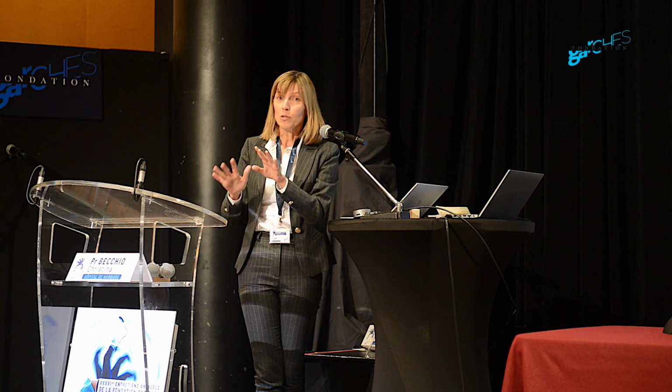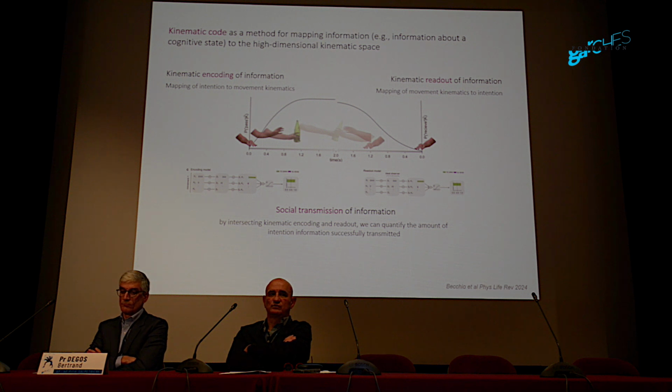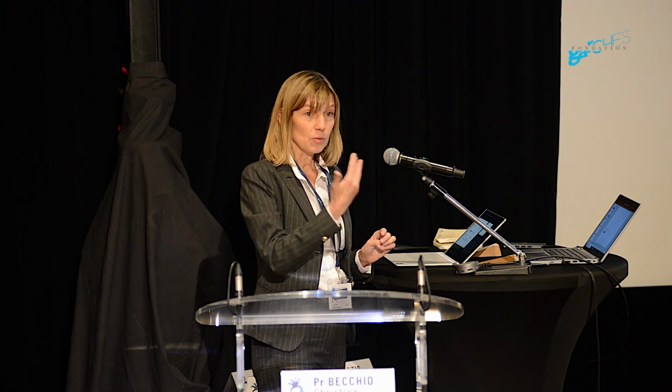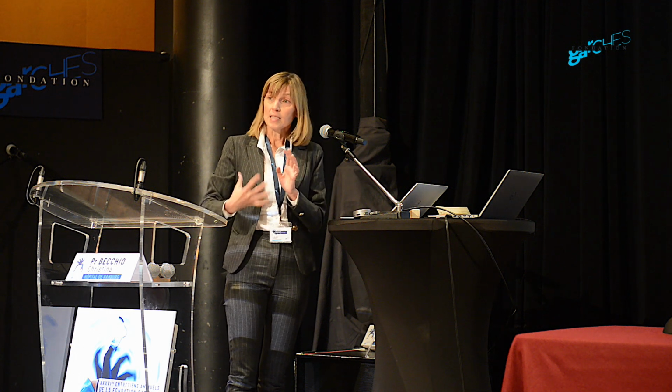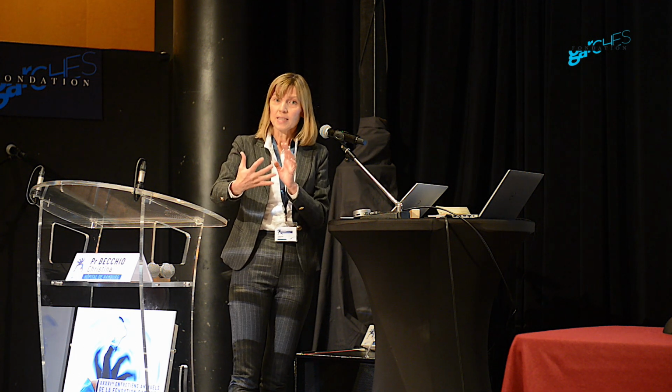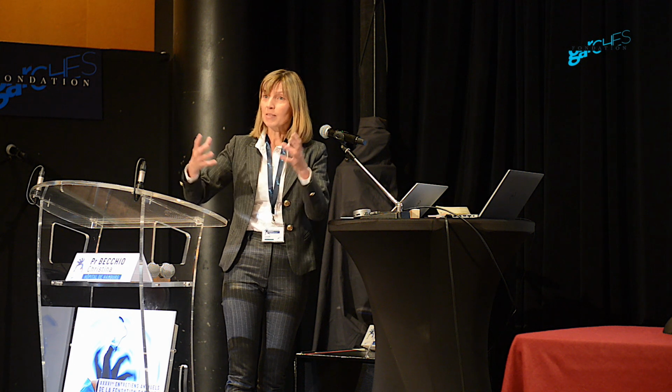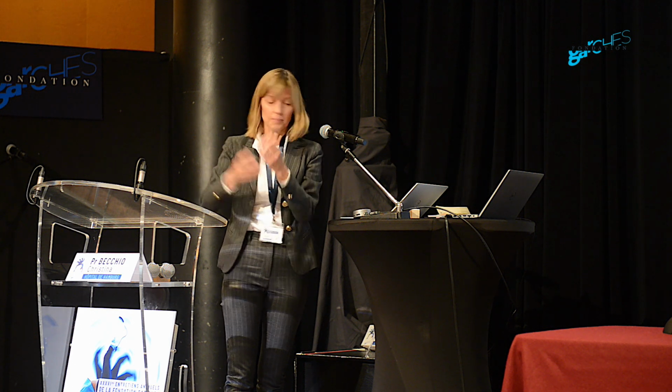Human observers are able to read some, but not all the information that is encoded. And how good they are at reading this information really depends on the individual specific code that they use for readout. This is why we need this distinction between encoding and readout. The amount of information that is encoded and is read out determines the social transmission of information. So the information that is socially transmitted is the information that is both encoded and read out. And you can compute this information by intersecting kinematic encoding and readout.